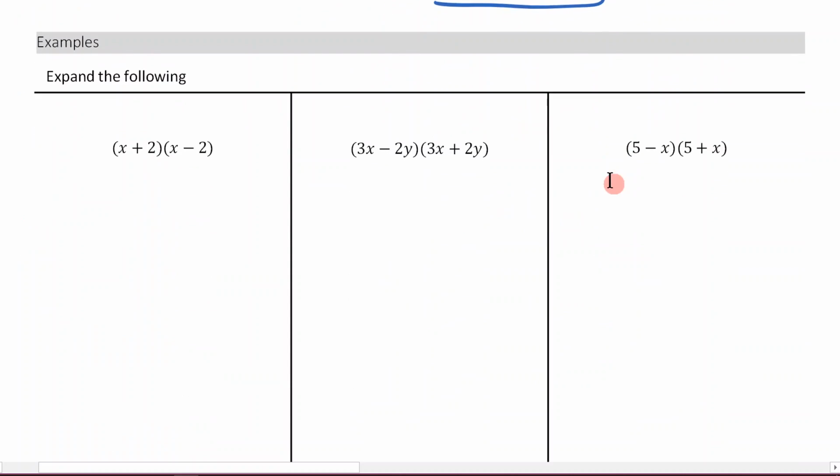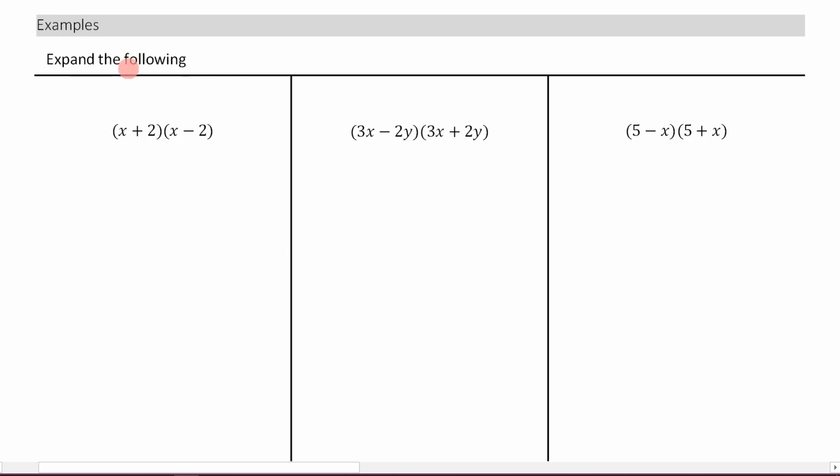So if you were given a question like this, expand x plus 2, x minus 2, well, you should immediately recognize that this is difference of perfect squares. So I'm just going to take this term and square it, and then subtract from it this term and square it. So I'm going to get x squared minus 4. That's a lot quicker than the alternative.